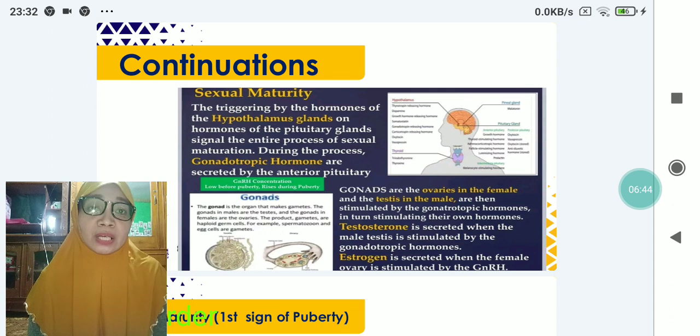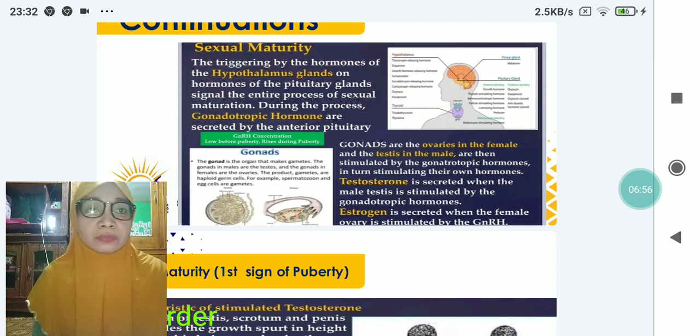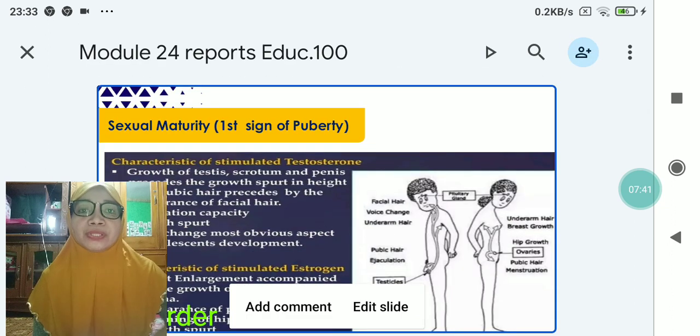During the process, gonadotropic hormones are secreted by the anterior pituitary. These are some samples here. Gonads are the ovaries in the female and the testes in the male. We already know that the ovaries in the female and the testes in the male are then stimulated by gonadotropic hormone, in turn stimulating their own hormones. Testosterone is secreted when the male testis is stimulated by gonadotropic hormone. Estrogen is secreted when the female ovary is stimulated by the GnRH. In sexual maturity, the first sign of puberty.